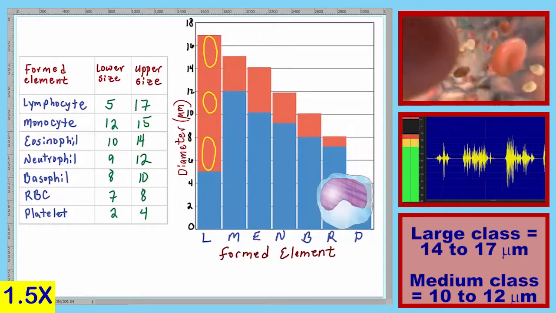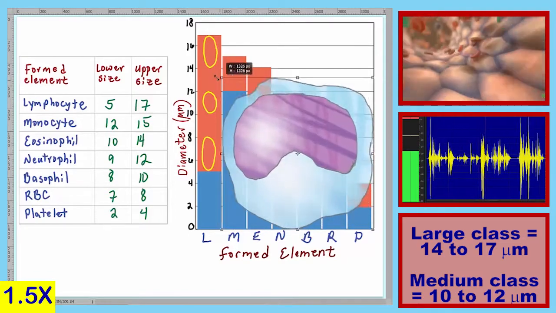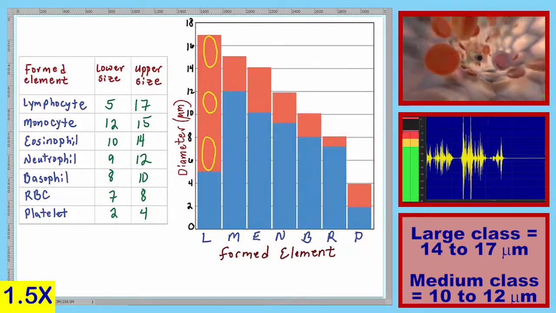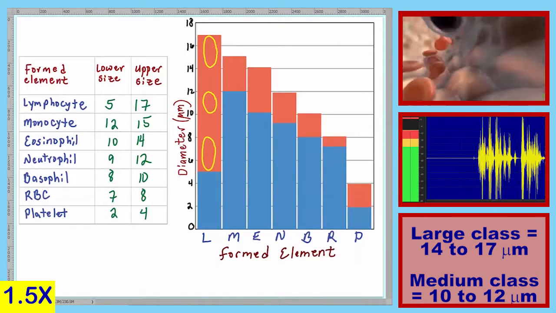Let's next do our monocyte. The monocyte is going to have a size. The upper size is going to be 15. So I'm going to use our graph here to put that at 17. I'm going to do the same thing to all of them. So I'm going to do that here. So now we've sized all of our formed elements.